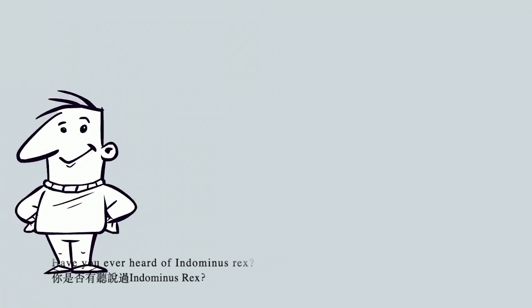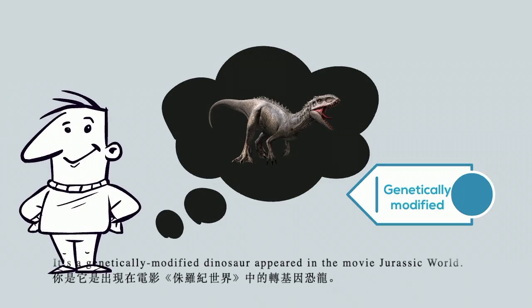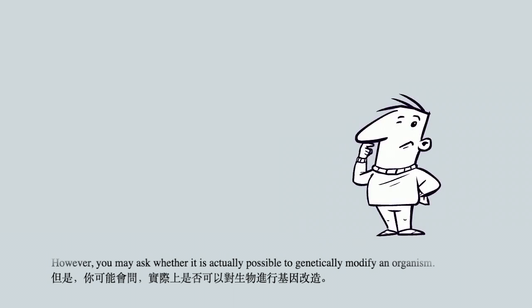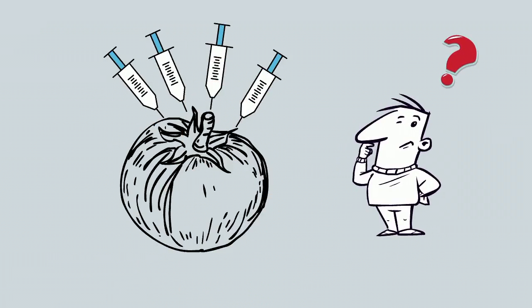Have you ever heard of Indominus Rex? It is a genetically modified dinosaur that appeared in the movie Jurassic World. Obviously, it is only a fictional creature. However, you may ask whether it is actually possible to genetically modify an organism.